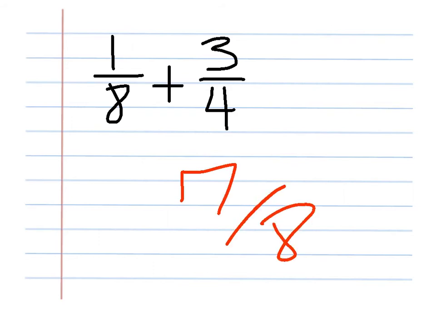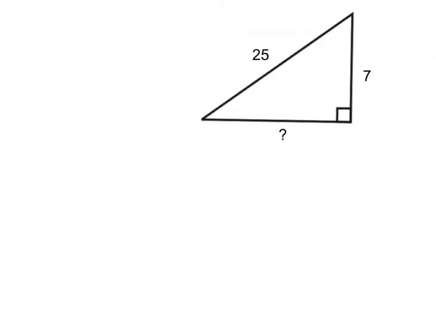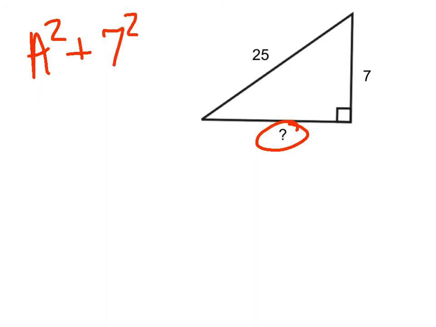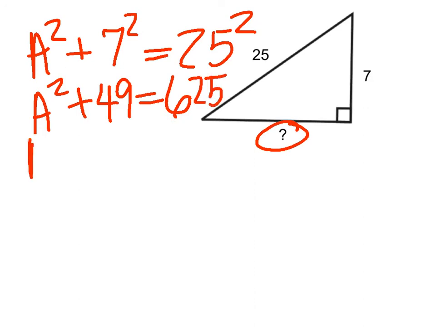Alright, answer should be 7 over 8. Solution for the practice problem. We have 25, 7, and one of our legs is missing, which means we're going to have a squared plus 7 squared equals 25 squared. What is 7 squared? 49. What is 25 squared? 625. We need to subtract 49 from both sides.